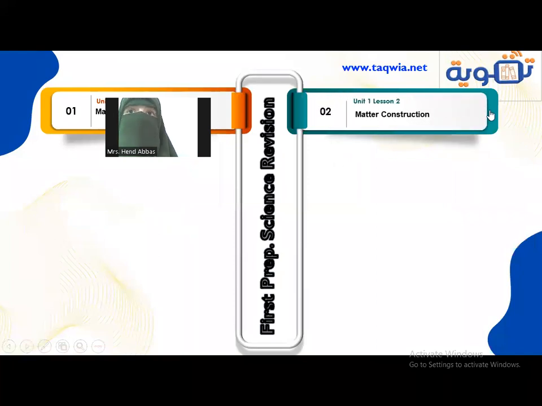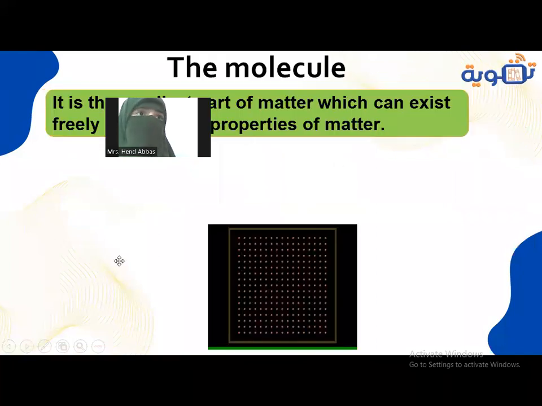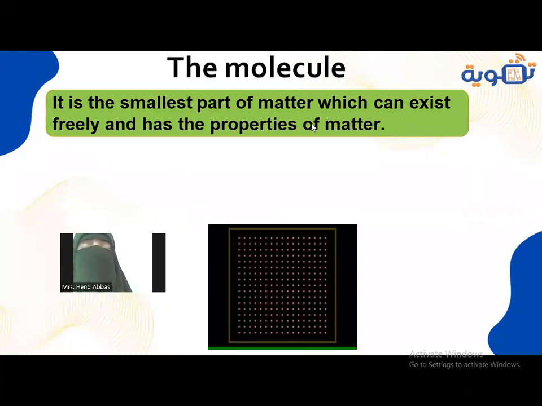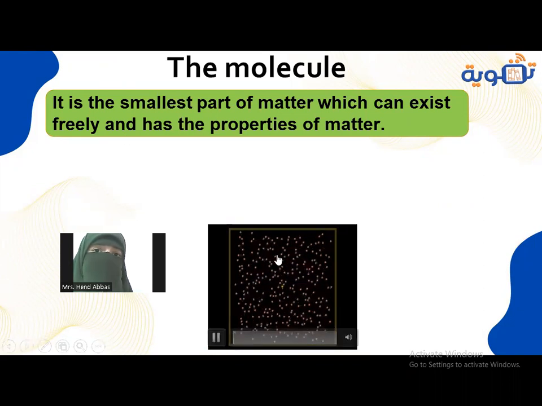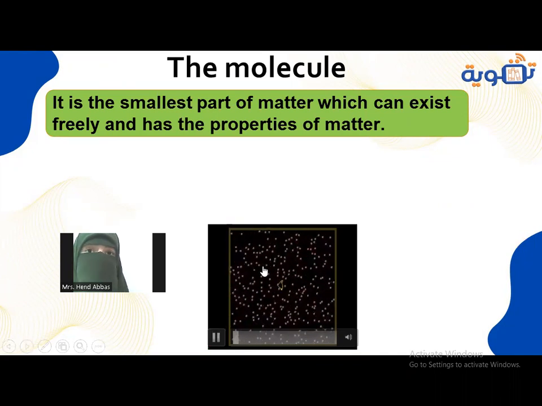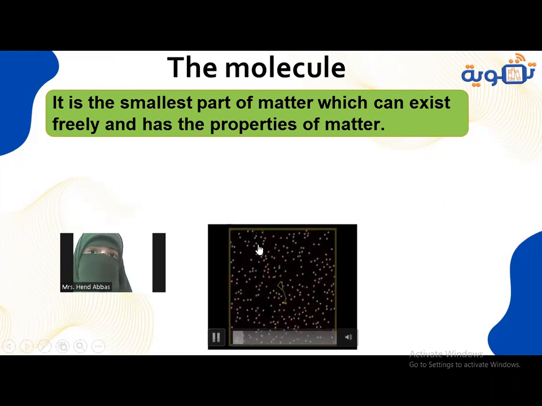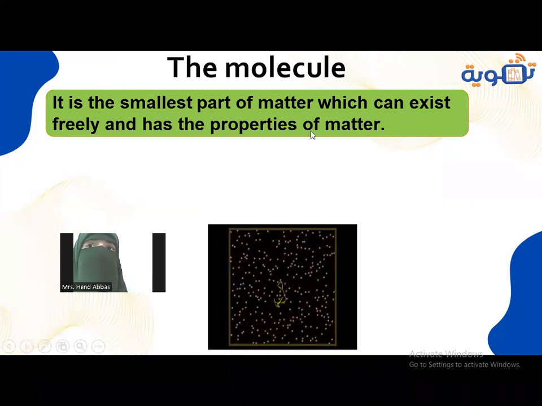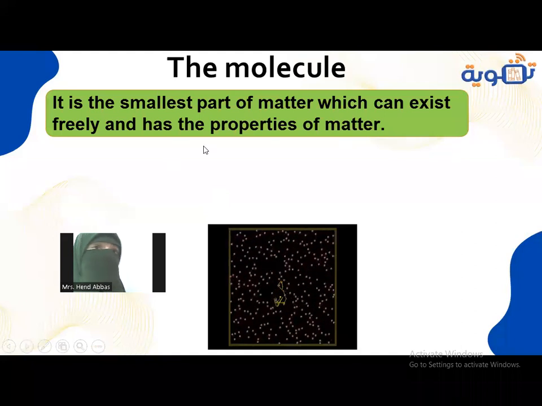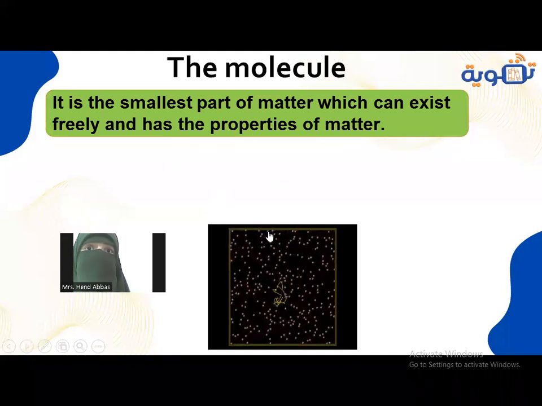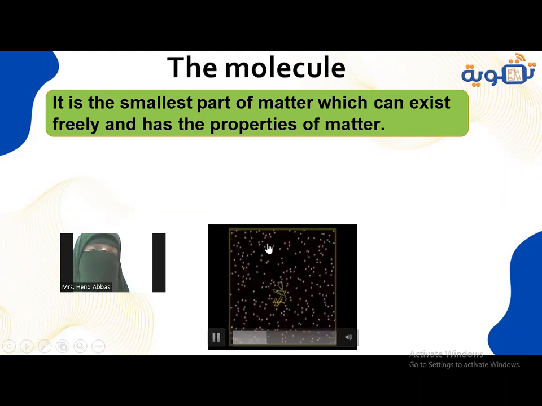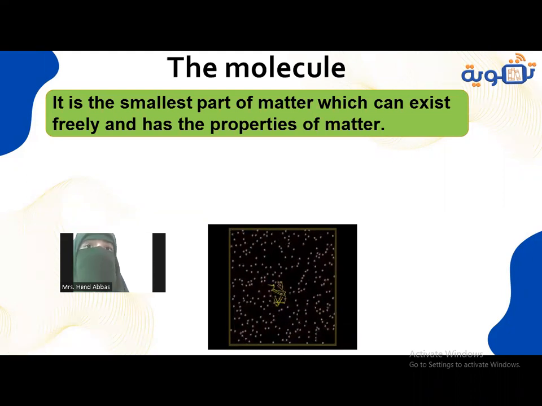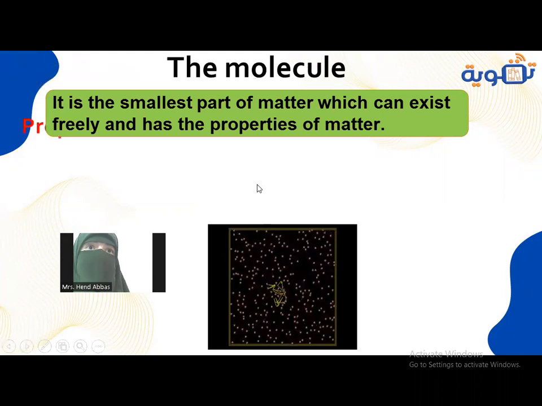Matter construction. The molecule is the smallest part of matter which can exist freely, and it has all of the properties of matter. By the way, in this video there are a lot of particles inside it. Each particle here represents a molecule. So what is the molecule? It's the smallest part of matter that can exist freely, and it has all of the properties of matter. So perfume consists of perfume molecules, and each perfume molecule has the properties of perfume.